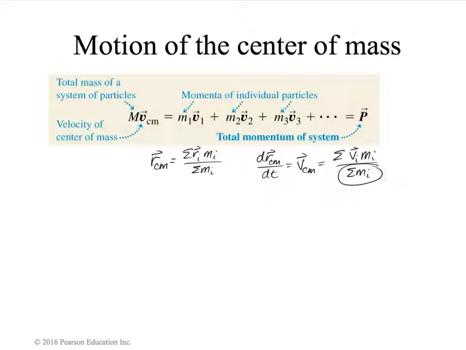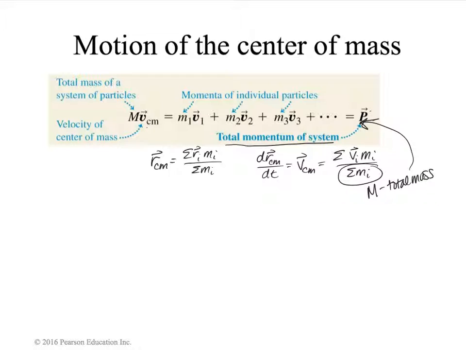And the sum of the mass at the bottom, that's just the total mass. So we might designate that by a capital M. And so you can see where we got this expression up here, that the total mass times the velocity of the center of mass is equal to the sum of these individual, oh, look at that, looks like momenta. And so using this idea of the center of mass, we can rearrange the velocity of the center of mass, and we see an expression that looks like the total momentum of the system.